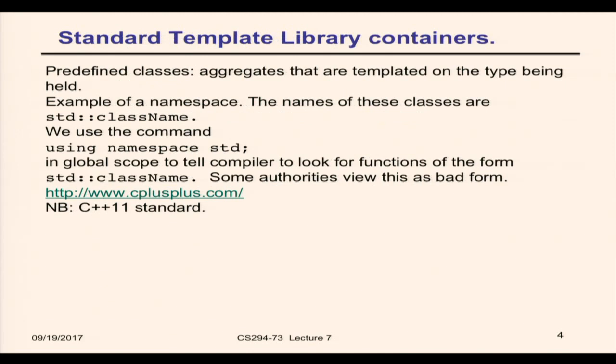So moving on now, let's talk about standard template library containers. These are predefined classes, aggregates that are templated over the type being held. They live in the std namespace if we needed to disambiguate it, and we're using namespace std to use that as the default place you look for things. This is all C++11 stuff, the way we are doing things in this class. C++11 is now sufficiently stable that I feel comfortable standardizing on it in this course.